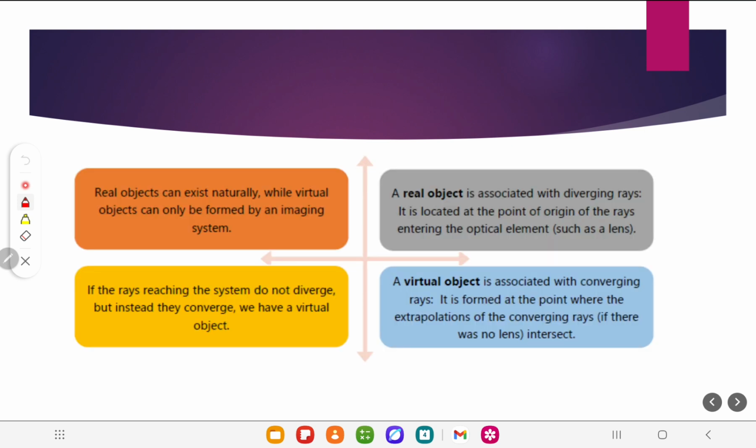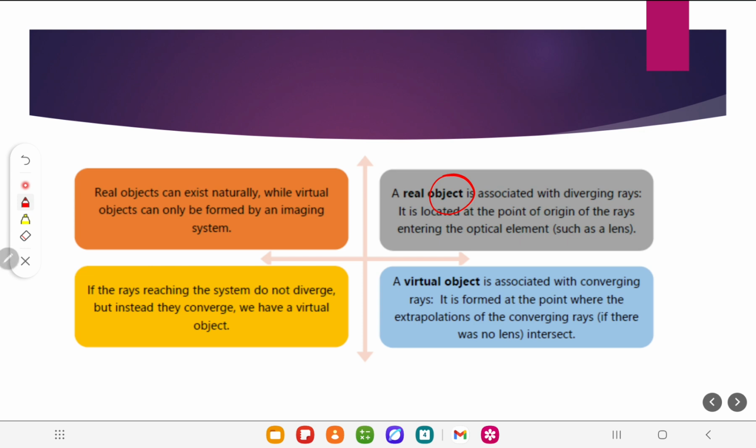Then we come to the point: what is a real object, what is a virtual object, what is a real image, and what is a virtual image. If we are talking about an object, we define the object in object space, and if we are talking about an image, we define the image in image space. Object is defined in object space, whatever happens in object space. Image is defined in image space.